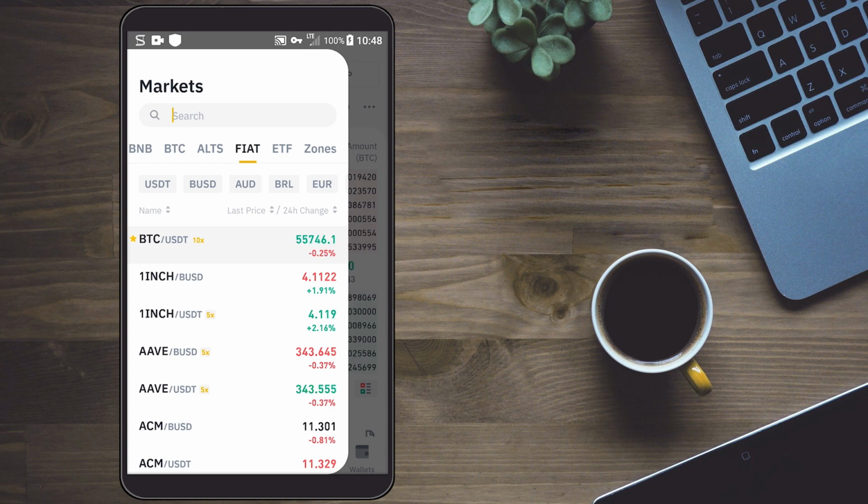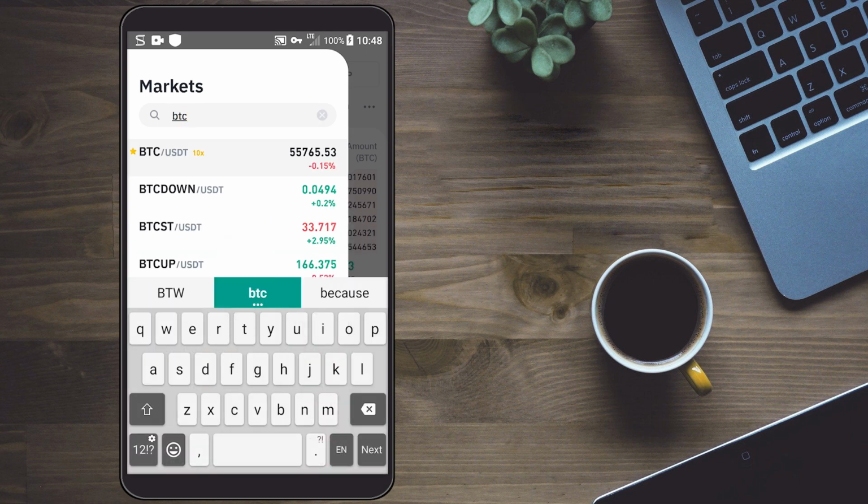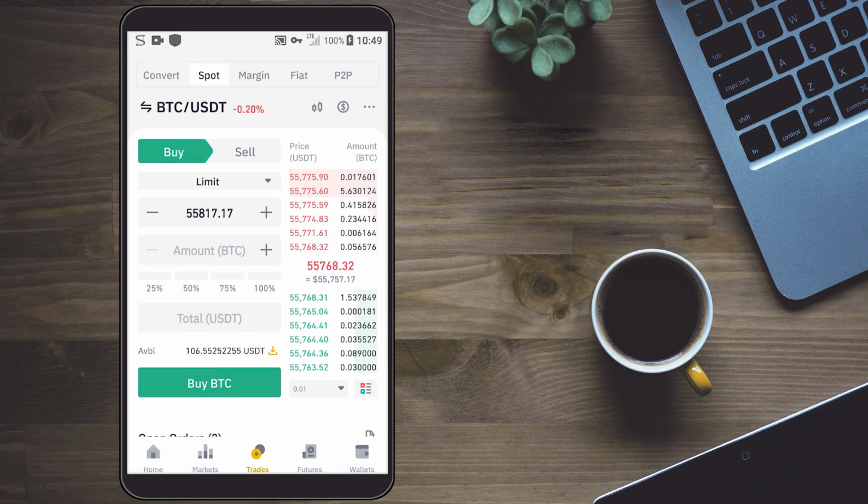For example, let's search BTC. And here's BTC USDT. I select BTC USDT because I have USDT available in my account and I want to buy Bitcoin with my USDT. Here it shows how much USDT I have available for buying Bitcoin. So here it shows the coin that is selected and also the percentage of change in the past 24 hours.